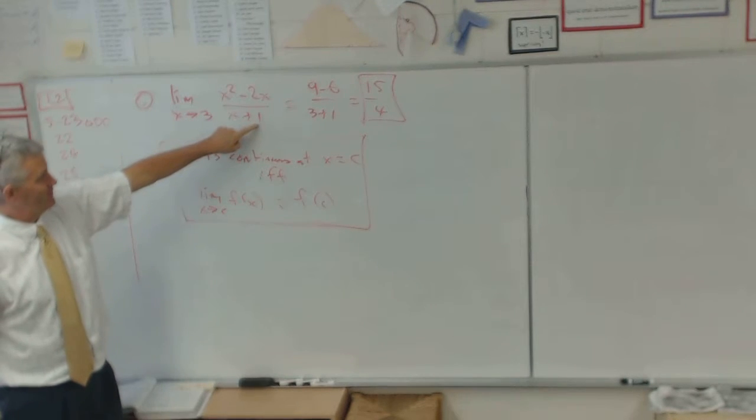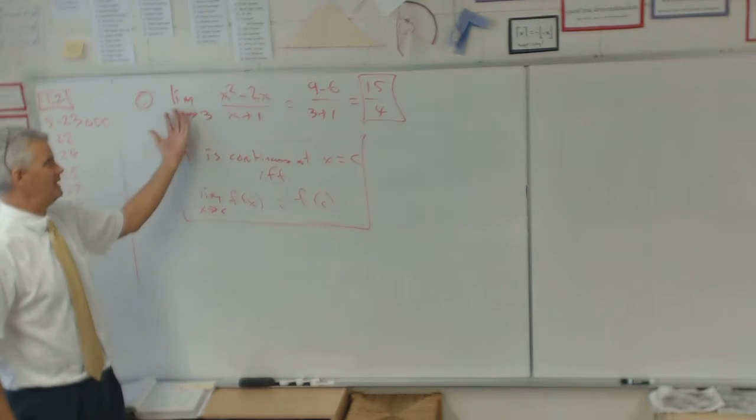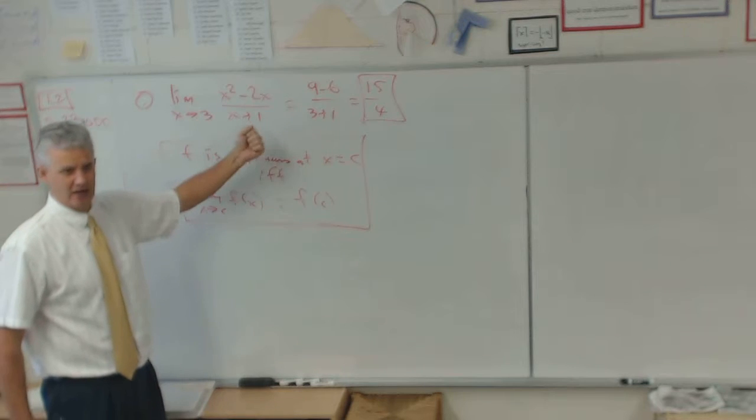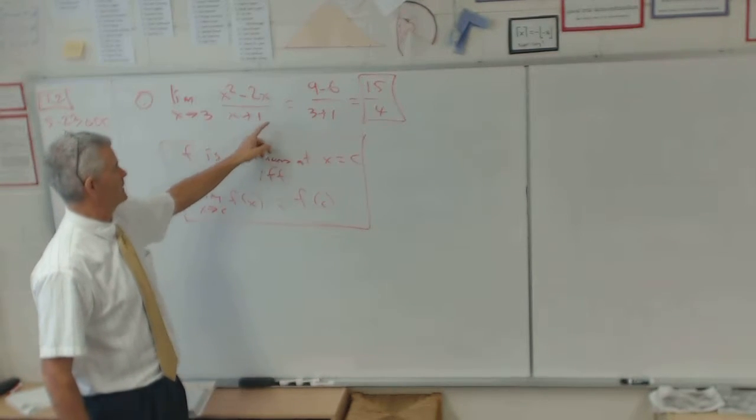The only place we have issues with continuity here is the vertical asymptote at x equals -1. It's continuous everywhere else. So the limit at some number is going to be what's there. So we just plug 3 in. We got what's there: 9 minus 6 over 3 plus 1.